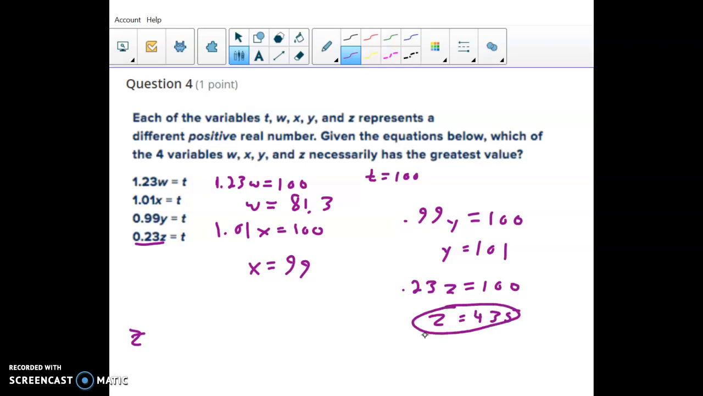So it looks like if everything is positive here, Z is by far going to be the biggest. And again, you could have picked any number for T, and I think it would have come out this way with Z being the biggest. All right, hopefully that helps.